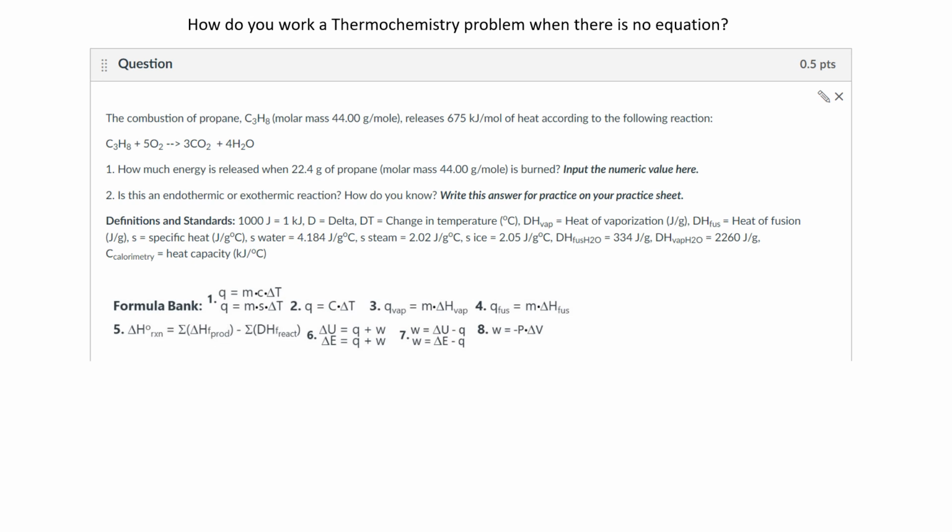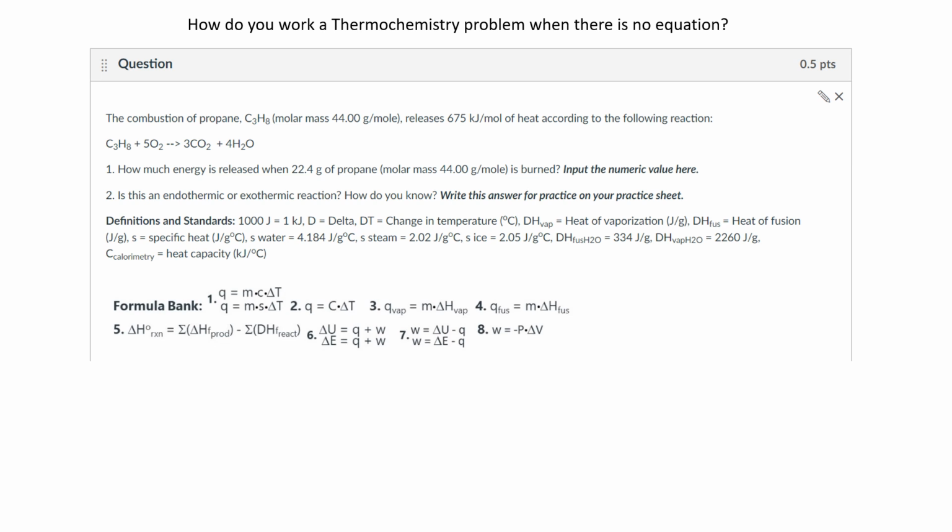So how do you work a thermochemistry problem when there is no equation? The problem is shown here. The combustion of propane, having a molar mass of 44 grams per mole, releases 670 kilojoules per mole of heat according to the following reaction. So when it said released, we look through the question here: how much energy is released when 22.4 grams of propane, having that molar mass, is burned or combusted?